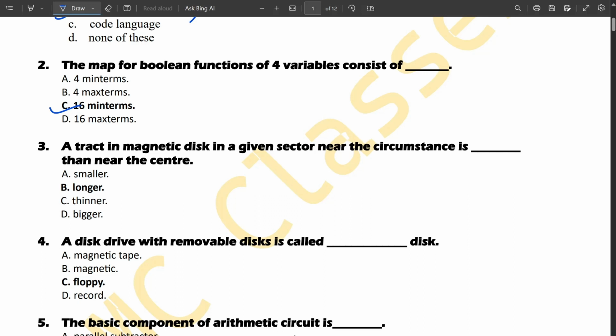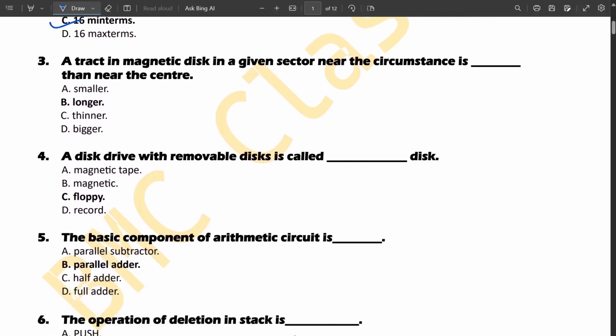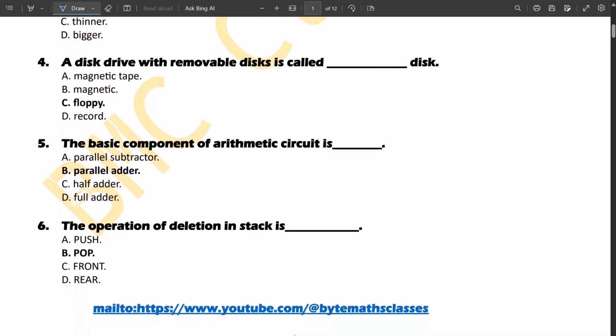Next, a track in a magnetic disk in a given sector near the circumference is always longer than the center. We have discussed this question in the previous video. Many questions are discussed in previous videos, you can watch them. Next, a disk drive with removable disk is called floppy. Option number C is correct.